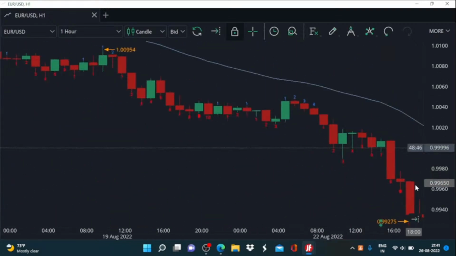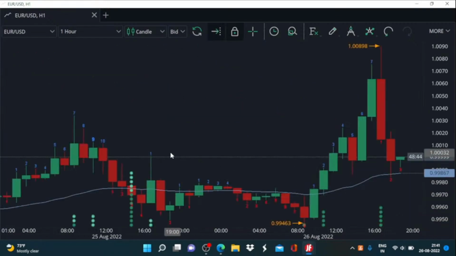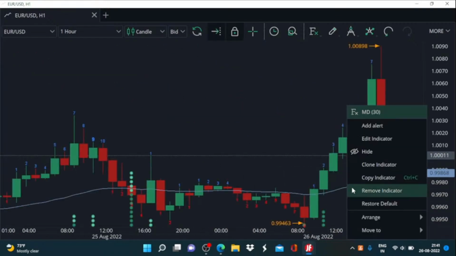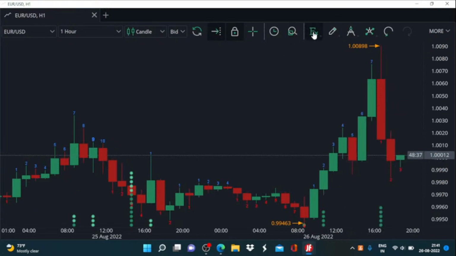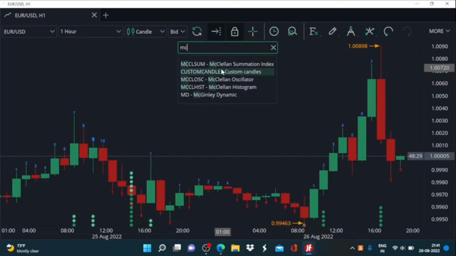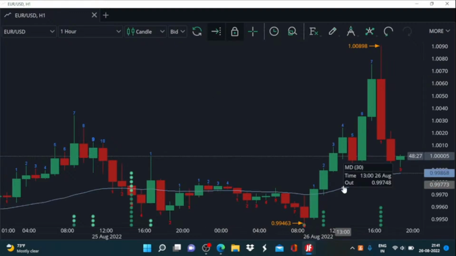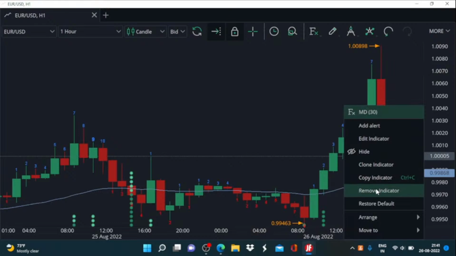Now coming to its editing option, let's see how we can customize this indicator to take advantage of the changing dynamic of the market. Oops, I think I have removed it. I will add it again. All right. So here it comes back. Now coming to its editing option, edit indicator.